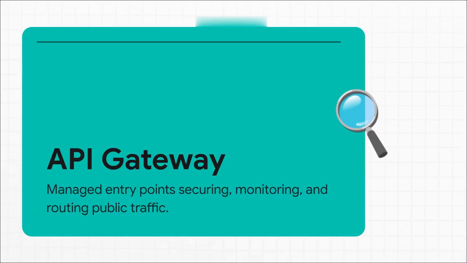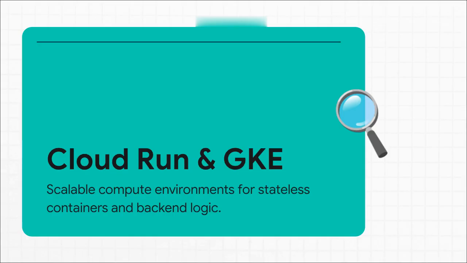Before a user's request ever gets anywhere near your core application logic, it has to pass through this highly secure checkpoint. That gives you total visibility and control over exactly who is knocking on your front door. Now, once that traffic safely makes it past the gateway, it hits your compute environment, usually something like Cloud Run or GKE, the Google Kubernetes Engine. These environments run stateless containers and provide those immediate, sub-second backend responses your users absolutely demand.